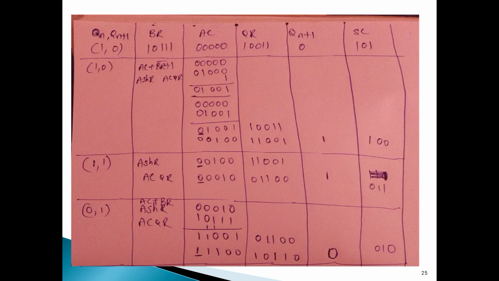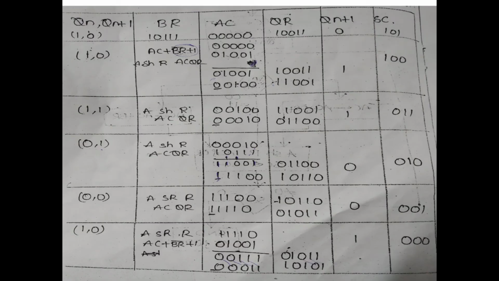And coming to the example point of view, this is our initialization, right? So here the first one is Qn comma Qn plus 1, and the next one is BR, and the next one is AC. Initially we are taking AC as all zeros, and this one is QR. BR is the multiplicand, QR is the multiplier, and write the Qn plus 1 and the sequence counter.